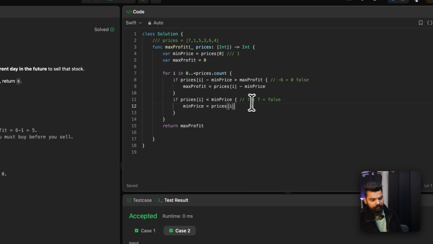It means this condition is true, so this guy is less than 7, which is true. This is our second iteration. All right, so we passed the second iteration. Now we are going to the third iteration. In the third iteration we have 5. So prices[i], which is 5, minus min price, which is now 1, so 5 minus 1.